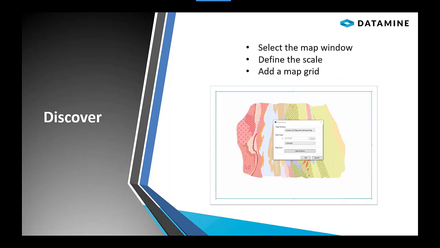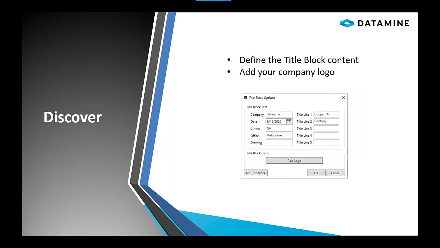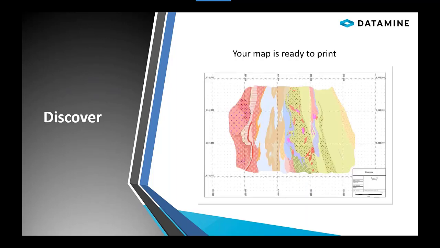You can select the map window that you want to use, define the scale, and add a map grid. Then finally, you add the title block. So this is all very familiar if you've used scaled output before. And then you add your company logo. That's always been one that's been a little bit tricky to do. This one's fairly easy, and I'll show you a little bit later. And then your map's ready to print.